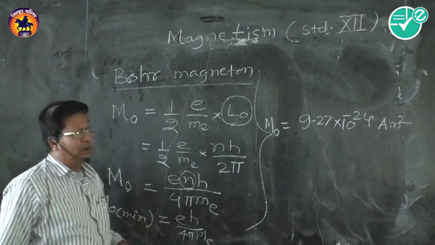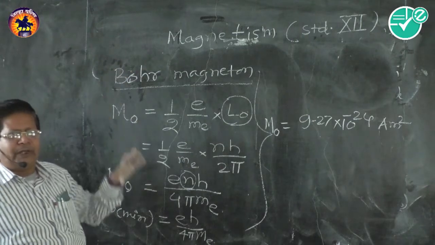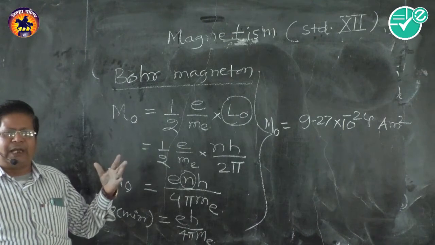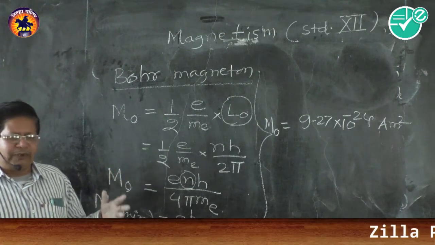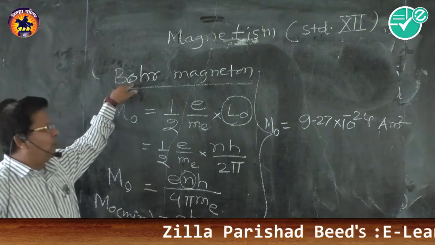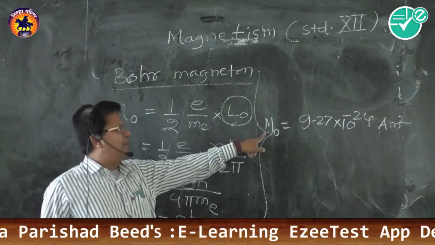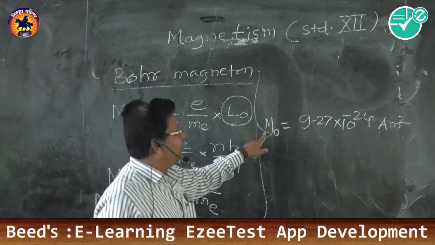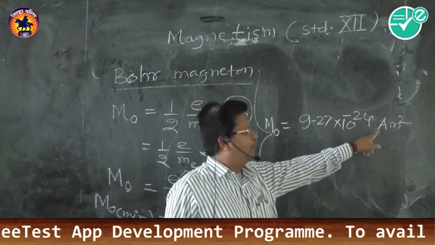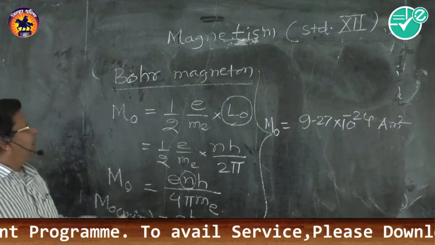So to find the Bohr magneton, we relate or we combine two chapters. One is the magnetism and one is the atom, molecule, nuclei from 12th standard. And therefore, we get Bohr magneton, which is the minimum orbital magnetic dipole moment, and whose value is 9.27 into 10 to the power minus 24 ampere meter square.